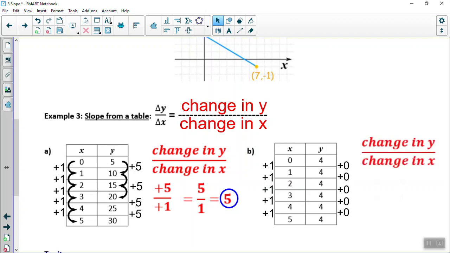So when we think about what our change in y over our change in x is, I added 0, and then I added 1. Well, that simplifies to 0 over 1, which simplifies to just 0. So if all my y values are the same, we can figure out that it's a 0 slope.